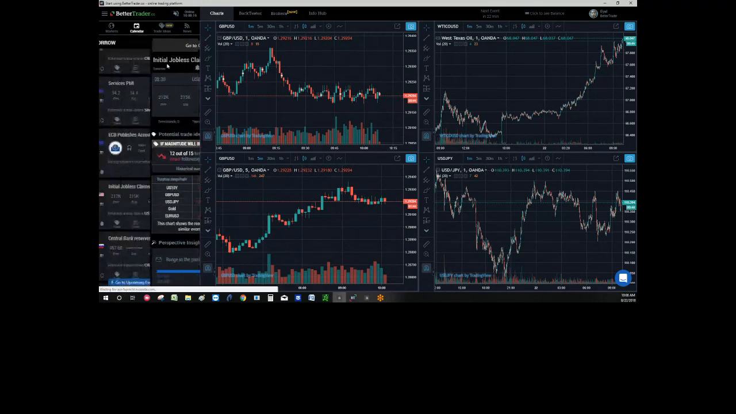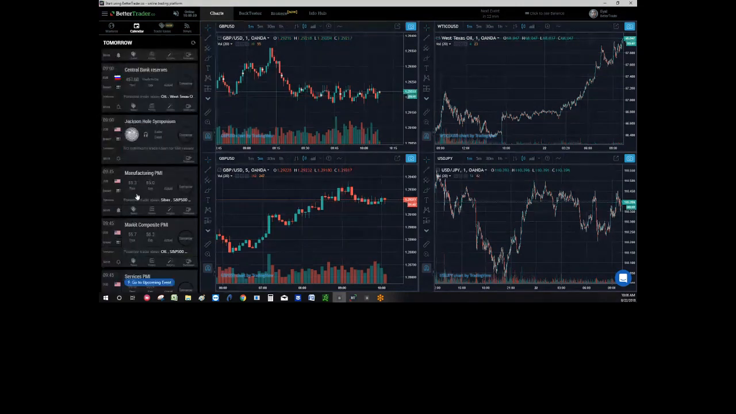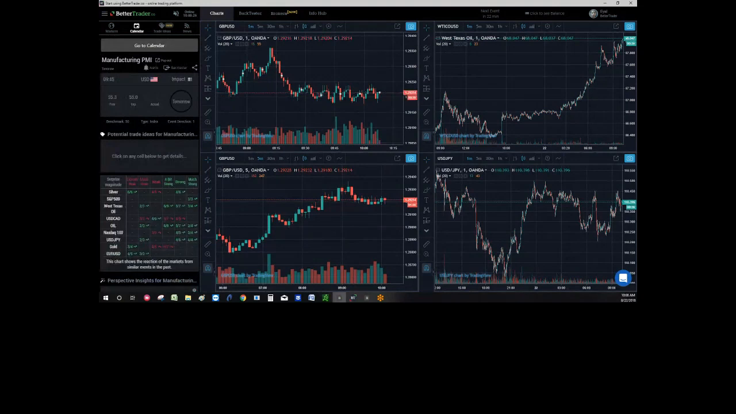Another interesting event tomorrow is manufacturing PMI. Let's click. And let's see here, there is a good opportunity. You can see that if this event is going to be stronger, there is a very good opportunity for the oil. We can recognize it even before the event release. This is exciting. So I can really prepare to trade the oil.